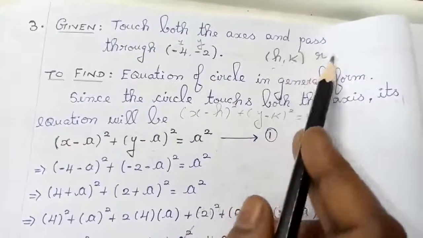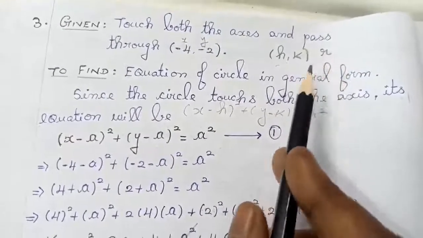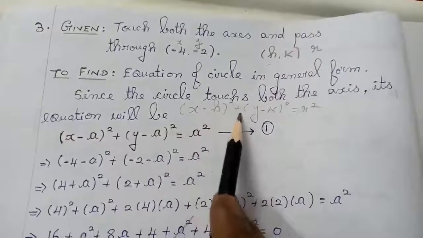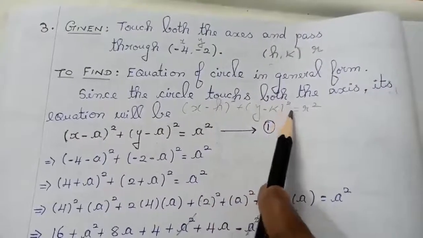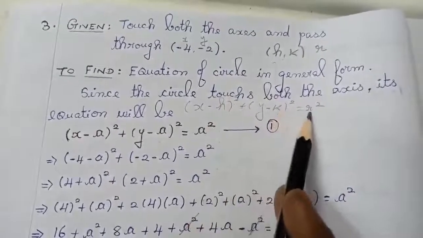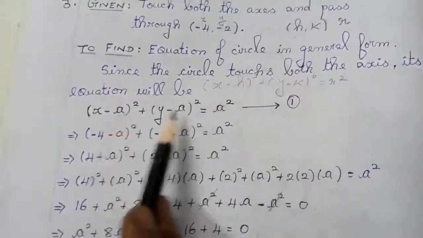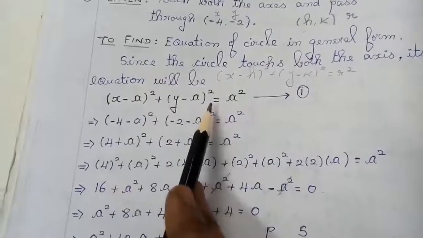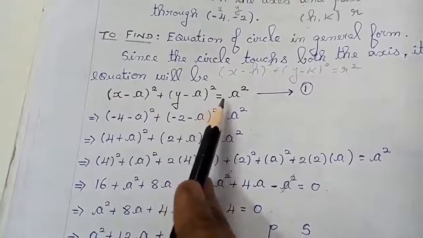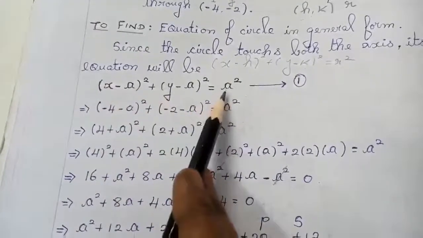For all these values, h, k, r, the values are going to be the same. That particular value I am going to take as a. So understand properly, this is the formula, (x minus h) the whole square plus (y minus k) the whole square equal to r square. Instead of h, k and r, you are going to replace the alphabet a. The values are going to be the same. That is the concept I am telling here. Since it is touching both the axes, the values are going to be the same.